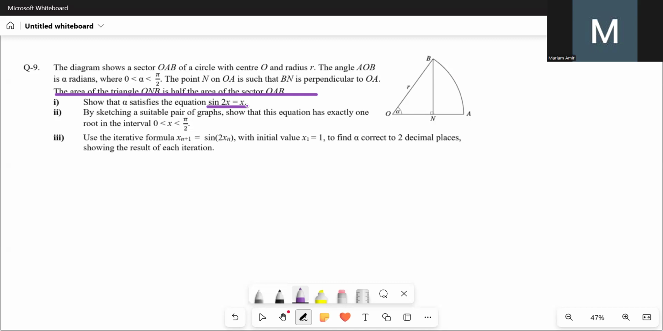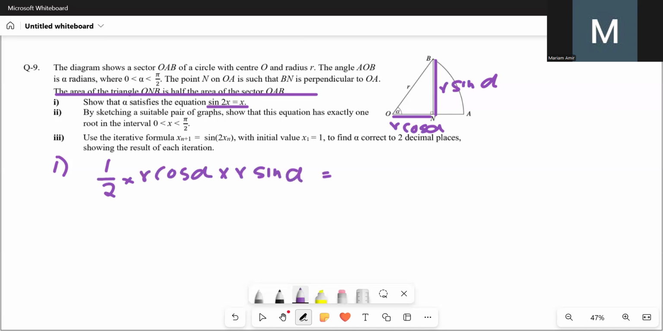Okay, so we're told about the area of the triangle ONB. Let's first find an expression for the area of the triangle ONB. It's a right angle triangle, so we will do half times base times height to get its area. And the base in terms of r and alpha is going to be r cos alpha, and BN in terms of r and alpha is going to be r sine alpha. I've applied trigonometric ratios in this triangle. Okay, so now area is half times base times height.